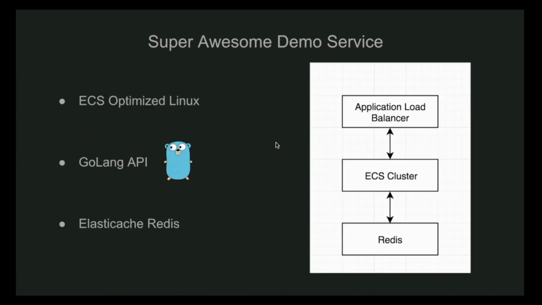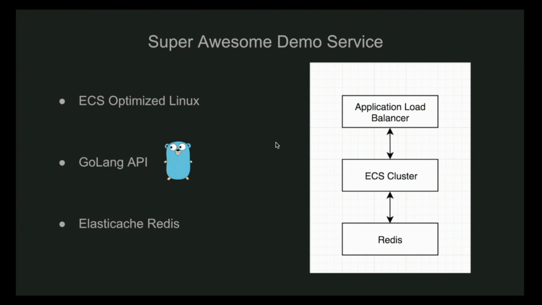Okay, for demonstration, we took one of Ship's microservices and packaged it up in this generic thing we're calling Super Awesome Demo Service. It is running on an ECS cluster. The container host we're using is ECS optimized Linux. Basically, that just gives us the ECS agent and Docker. So you can really run any flavor of Linux you want as an ECS container host, as long as you install the ECS agent and run Docker. So it's pretty flexible.